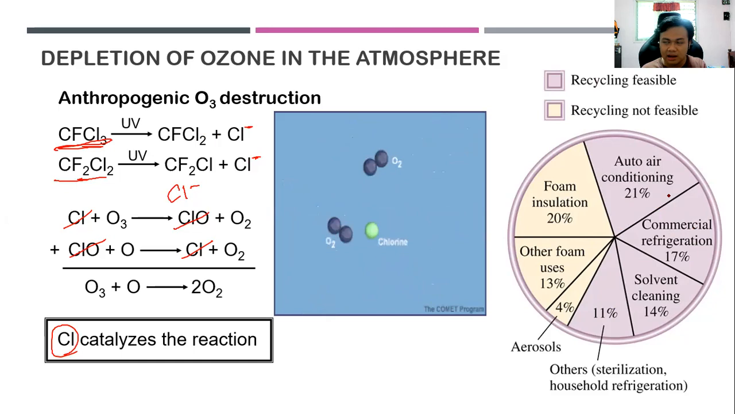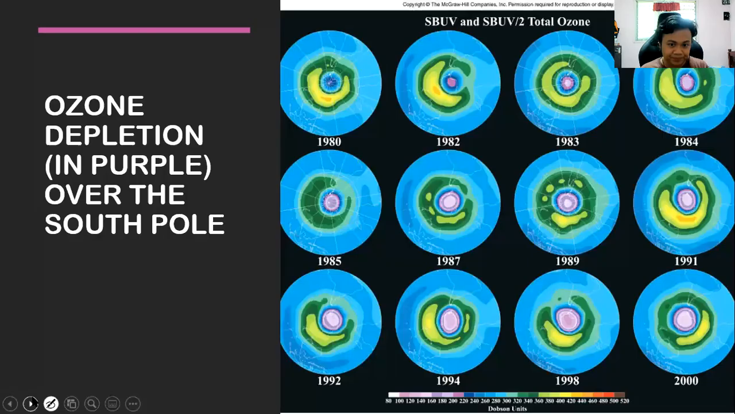A big part of their usage of CFC is in auto air conditioning, in vehicles, and then commercial refrigeration, also food, cleaning, and home insulation. And realize that the parts in orange or peach are not feasible for recycling, but we can recycle the CFCs in the purple parts. Okay, so let's move on.